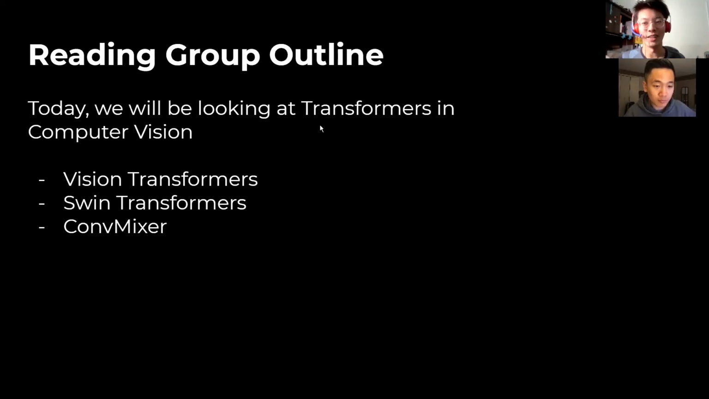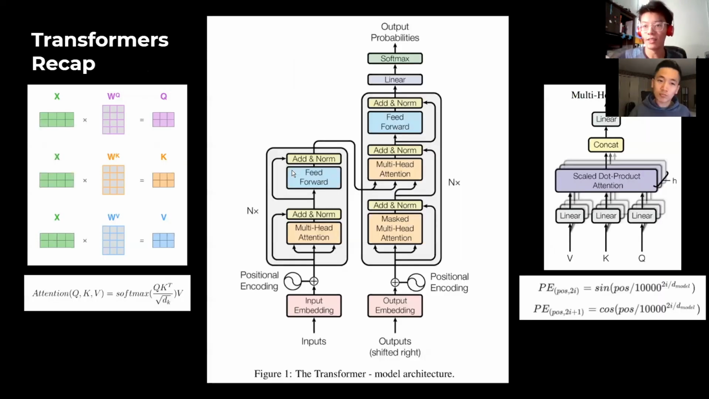Like I said, this week we're looking at computer vision applications of transformers. Mixer is not actually a transformer, but it basically uses some concepts from the vision transformer, so I thought that would be pretty cool to cover. A recap of transformers: transformers are made up of transformer blocks, and the main thing in a transformer block is attention.